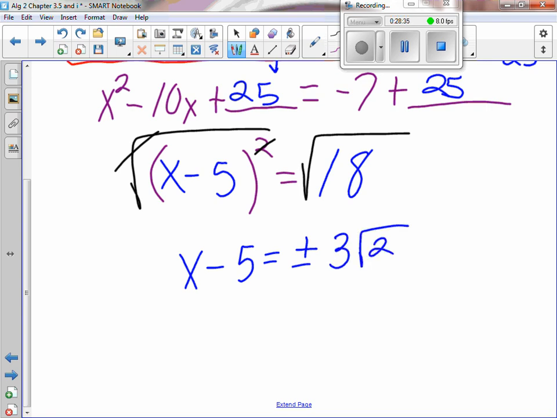And the graphing calculator will give you a decimal, so I would use the yellow calculator, the TI-30XS, especially on the test, to simplify the square root of 18.